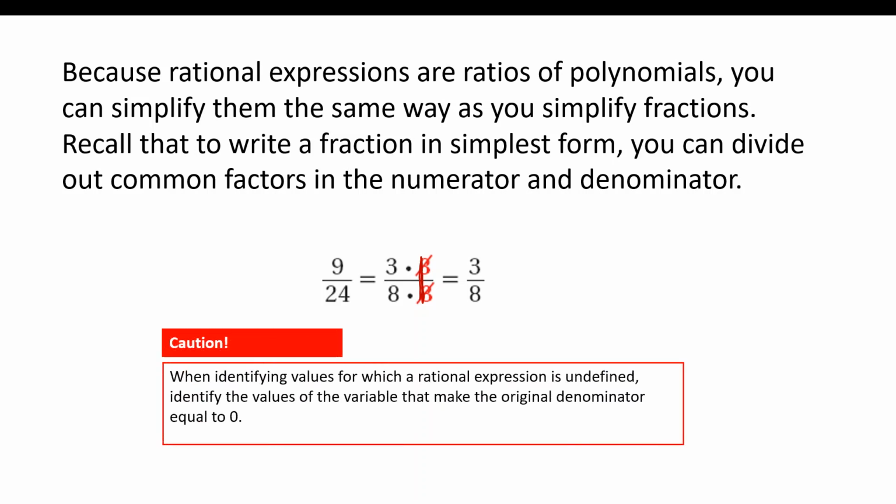So caution, when identifying values for which a rational expression is undefined, and we'll talk about that in a minute, identify the values of the variables that make the original denominator equal to 0. So remember, if we have a fraction like 5 over 0, that is undefined, and we can't have that. And so you're going to have to be careful with what's happening down here in the denominator.